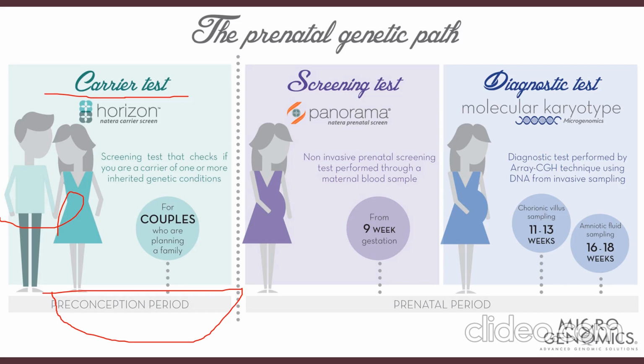Testing. And then we have a screening test, non-invasive prenatal screening, tests performed through a maternal blood sample. This is from 9-week gestation. And then diagnostic test. We have the molecular karyotype. Diagnostic test performed by aCGH technique using DNA from invasive sampling. So we have chorionic villus sampling from 11 to 13 weeks and then amniotic fluid sampling dun sa 16 to 18 weeks. So kumukuha sila ng mga sample inside the amniotic sac.